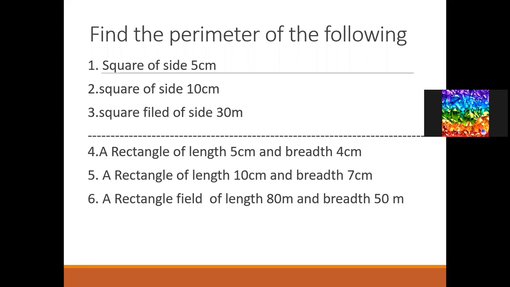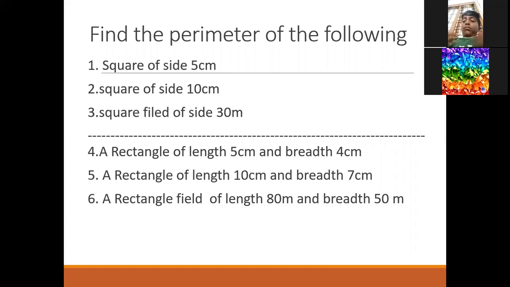First, let me do the problems on perimeter. For a square, the formula is 4 into side. The sum of all sides is already there. For a rectangle, it is 2 into length plus breadth. That is the easy method, and the sum of all 4 sides you can do any time. If you want to find the perimeter in less time, use the formula, which we got in the last slide. If copying is done, shall I move to the next slide?